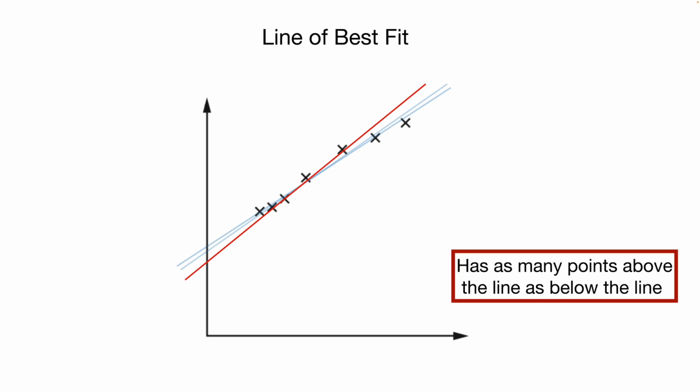The rule is to have as many points above the line as below the line, but you've got to use your common sense. That's not strict enough. Don't leave things wildly out unless they are massive outliers, which is another subject.